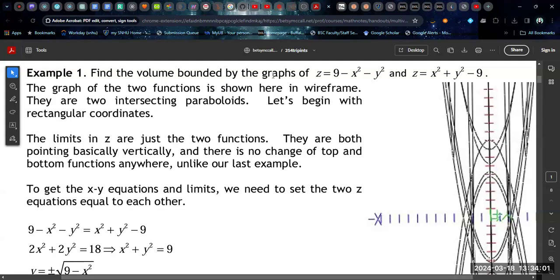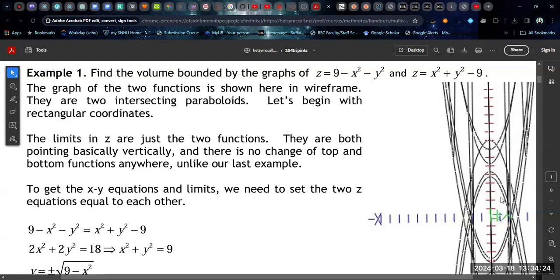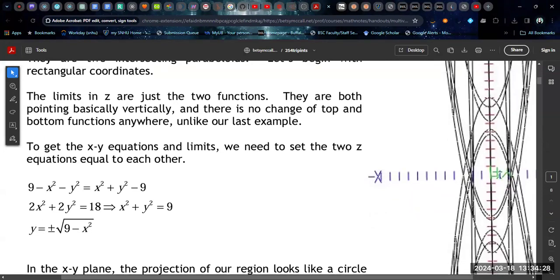That is the volume bounded by the graphs of this upside down paraboloid 9 minus x squared minus y squared, and the upright paraboloid x squared plus y squared minus 9. So essentially the region that we're looking at, we have this upside down paraboloid and we have this upright paraboloid, and we're trying to calculate the region in between them. So we're going to start with rectangular coordinates and set this up and see what that does.